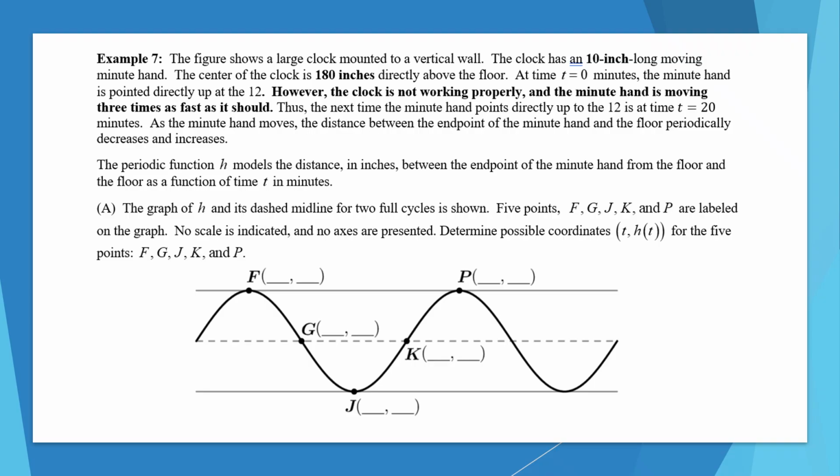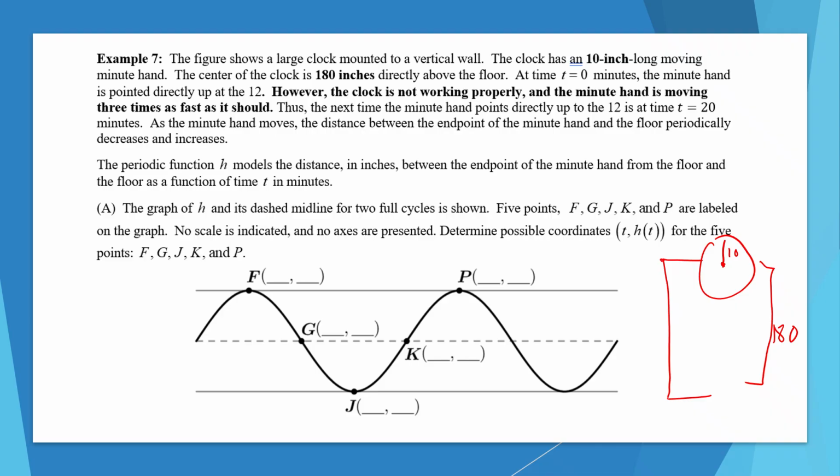All right, so working through example 7, we have a very similar setup. Let me draw the photo on the side as well. So you have this clock like this. And so the figure shows a large clock mounted to a vertical wall. This time the clock has a 10-inch moving minute hand. The center of the clock is 180 inches above the floor. At time t equals 0, the minute hand is pointed directly up at the 12.